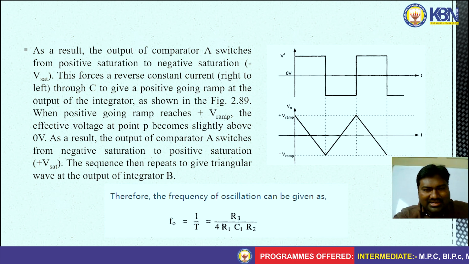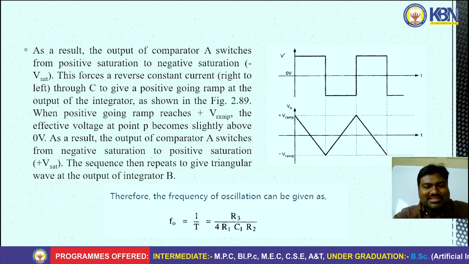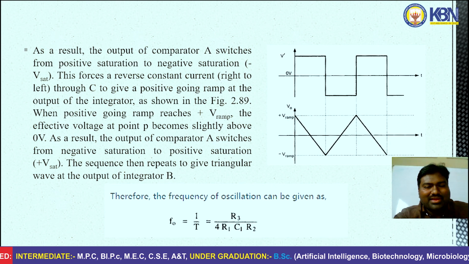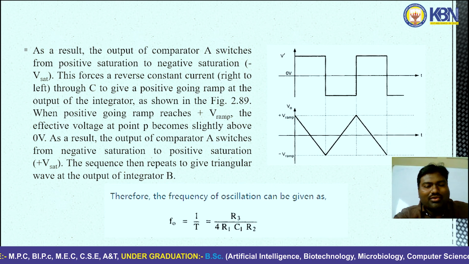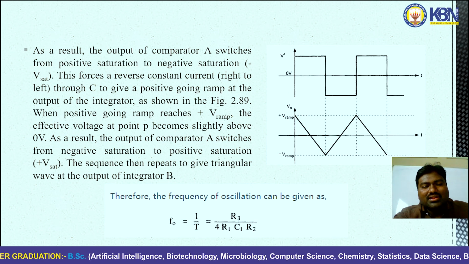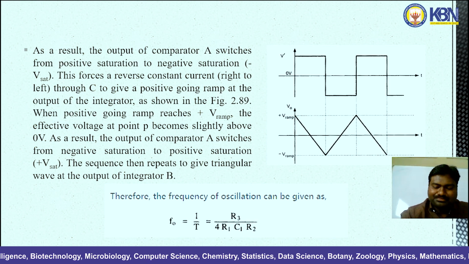Then we calculate the time period of oscillation of the triangular waveform. Then its reciprocal gives the frequency of oscillation. Therefore, the frequency of oscillation can be represented as f0 equal to 1 by T, that means R3 by 2R1 C1 R2. This is the frequency of oscillation. We can calculate it.